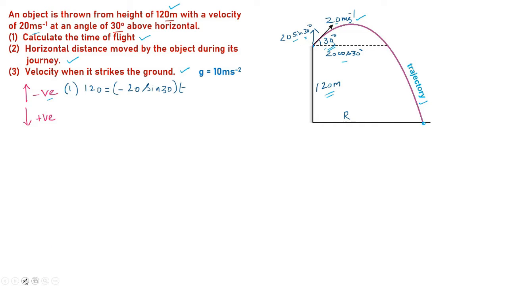Then plus half at square, but a is equal to g, which is 10 meter per second squared, so half into 10 into t square, which is 5t square. This is positive because acceleration due to gravity is acting downward. So half into g into t squared, half into 10 into t squared, is 5t square. This is one equation, from which you can solve for t.